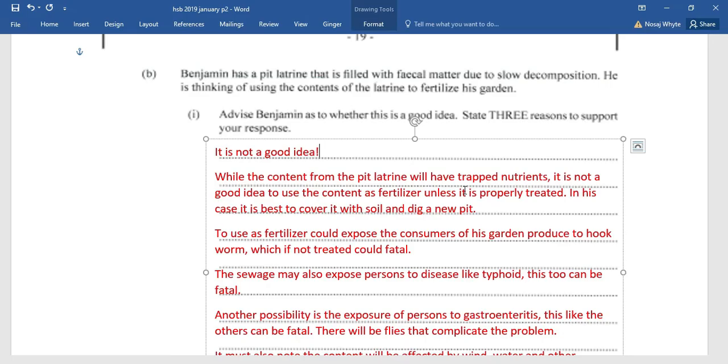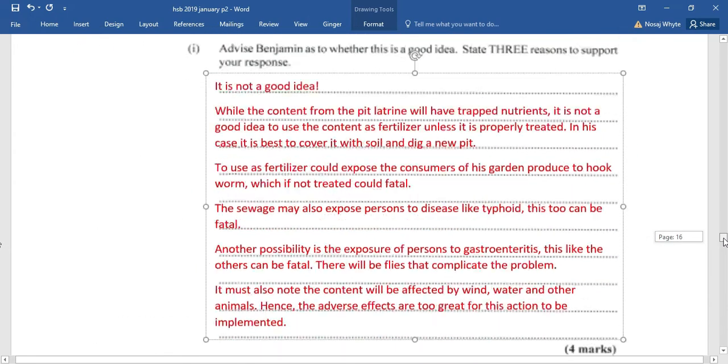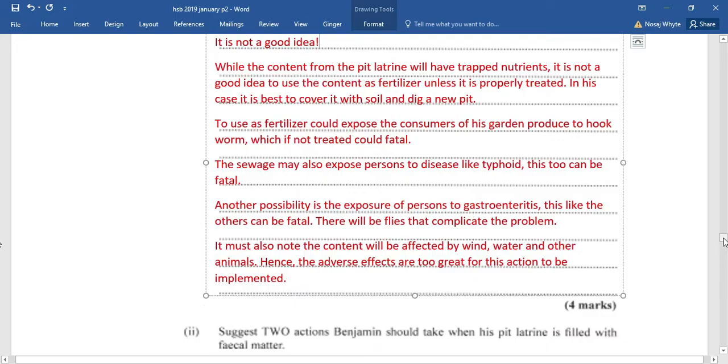This, like the other, can be fatal. There will be flies that complicate this problem. Alright, so we really don't want to use that. Just let us finish up here. It must also, alright, we should also note that the content will be affected by wind, water, and other animals. Hence, the adverse effects are too great for this action to be implemented.